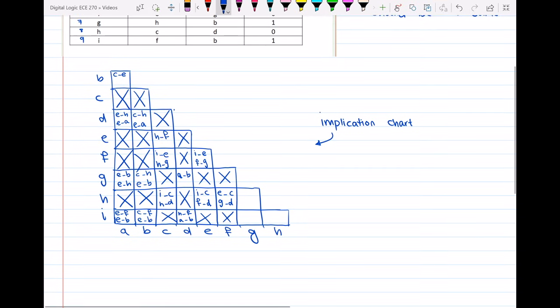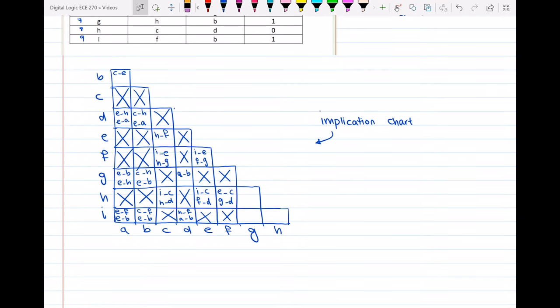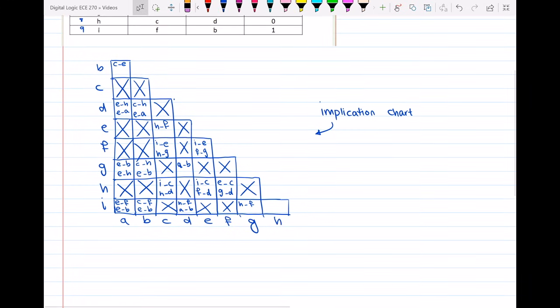Then we go to row G. So G cannot be compared to H. Clearly, they have different outputs. And then G and I, they have the same outputs. So H, F, and B, which are the same. So B only. We don't need to write this here. All right. And then the last one is comparing H and I, which cannot be the same because they have different outputs.